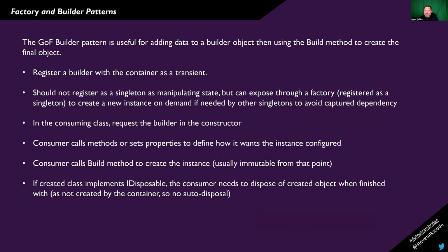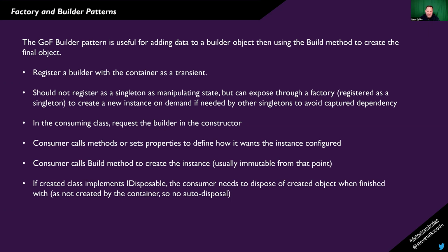With the builder, we start off much like the factory by registering it with the container. However, this time we register it as a transient, as you're going to be mutating state as you go along. Once the container has served it up to you, you then start manipulating it to eventually get to a method where you can say, I'm ready, now go and create it for me. The consuming classes take the builder as a constructor parameter and then start using the methods and properties to do that building. Typically, the resulting instance will be immutable.